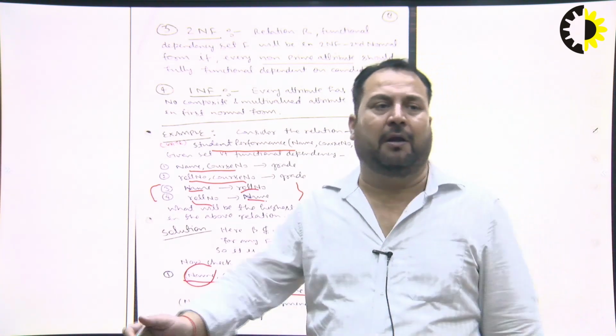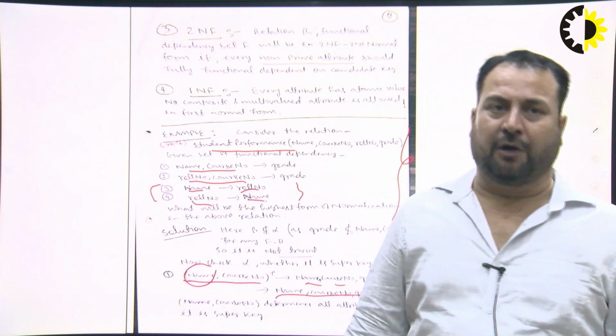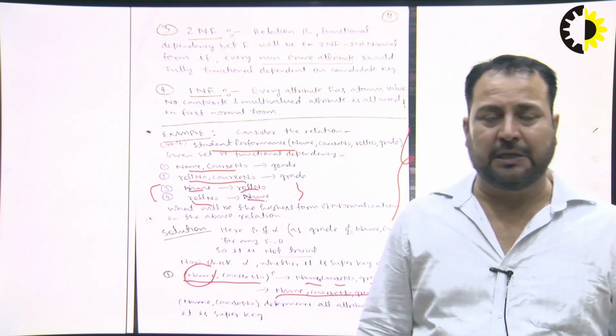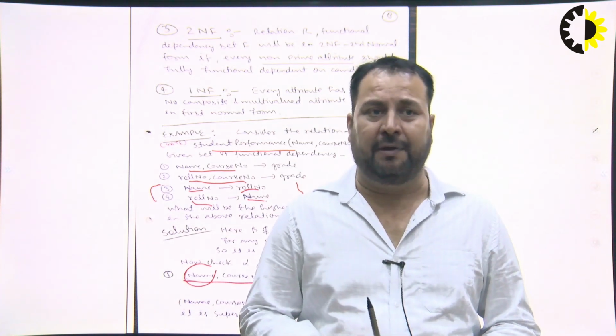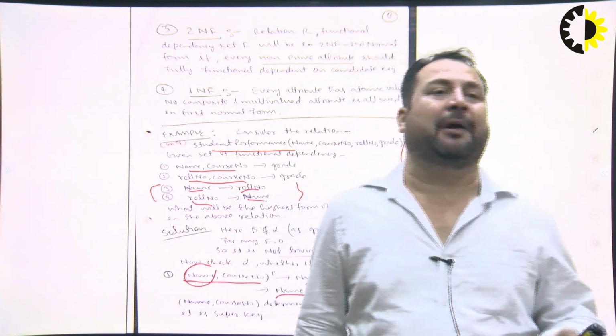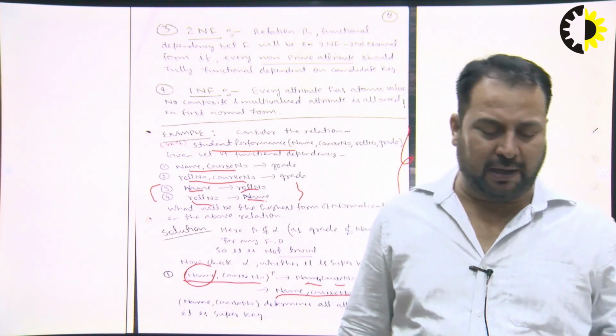So this is all from normalization. We have covered BCNF, 3NF, 2NF and 1NF, based on functional dependency theory. That's all. Thank you everyone.